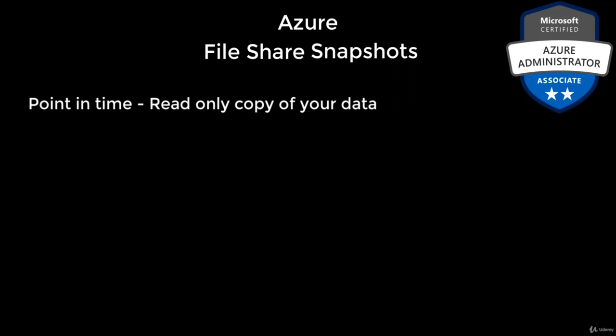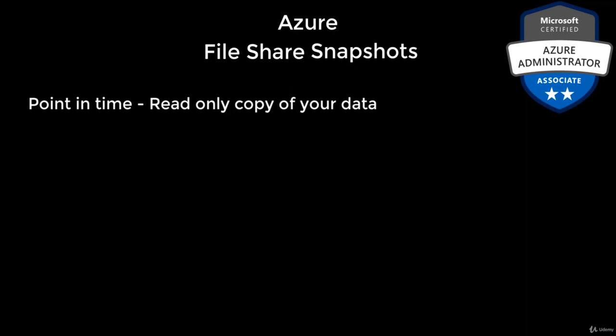Let's say you're working on your file share and all of a sudden you accidentally delete some data. Or maybe you ran a script that accidentally deleted a bulk of data. How will you get back your data? If you had taken backups or if there was a snapshot, you can restore it back in time. Azure File Share Snapshots is just that.